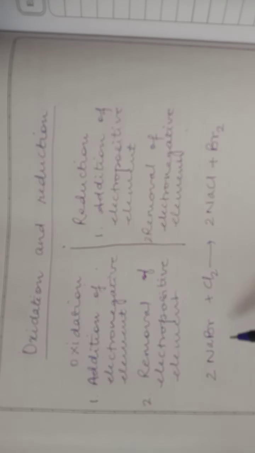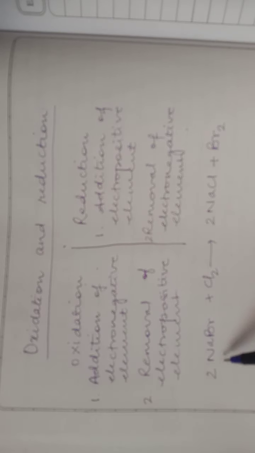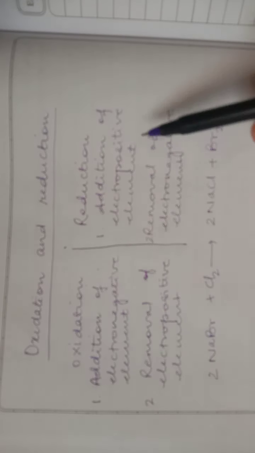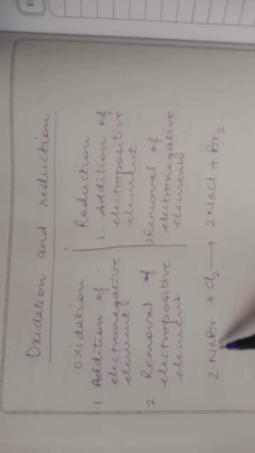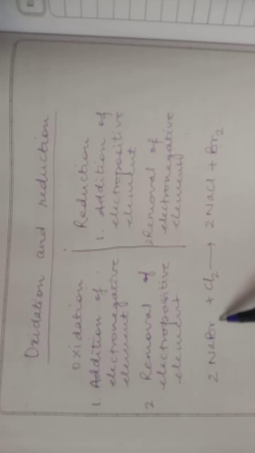Now in this reaction you will see that NaBr changes to Br2. So what does this involve? It involves the removal of electropositive atom. So that is oxidation. As per this definition of oxidation, removal of electropositive element. So here this is the electropositive element which is being removed from NaBr. So we will call it oxidation. So we'll say that NaBr has been oxidized.